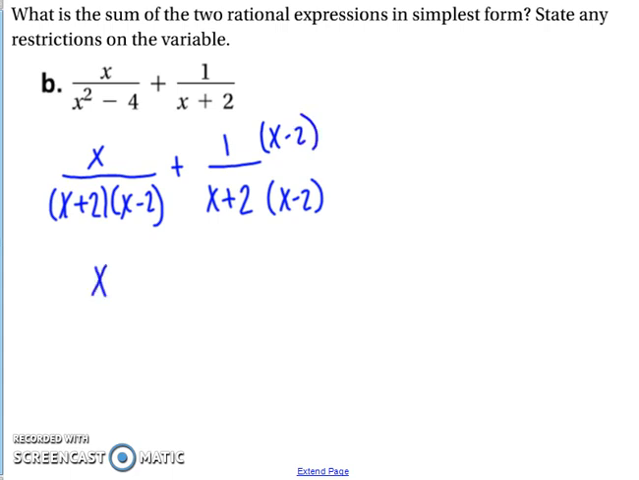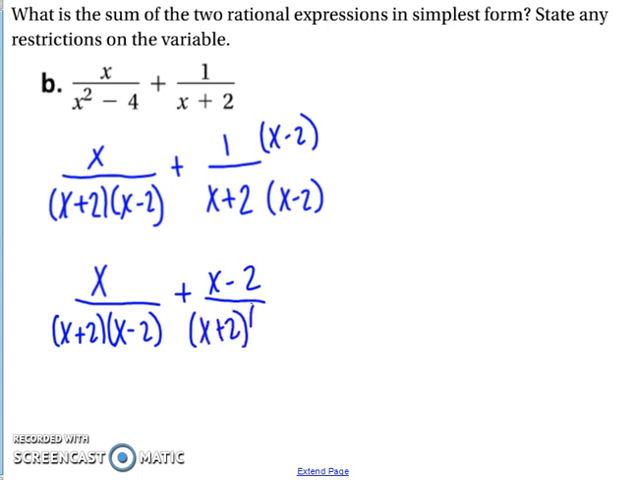So what we have now is x over x plus 2 times x minus 2, plus x minus 2 over x plus 2 times x minus 2. And what you do not want to do is cancel out the x minus 2 in the top and the bottom. You cannot do that yet. Because we're adding, we need to add the top together. So x plus x minus 2 is going to be 2x minus 2. On the bottom, we have that x plus 2 times x minus 2.